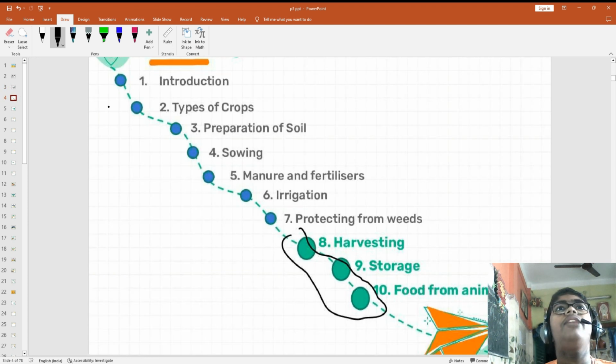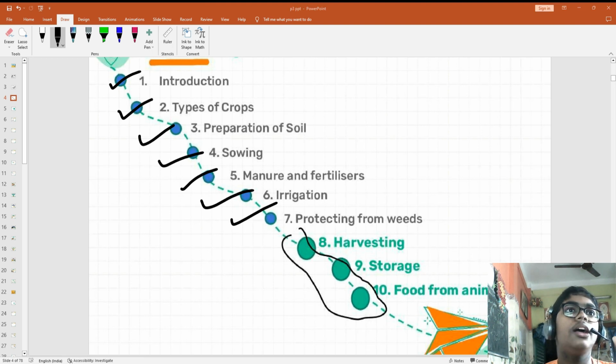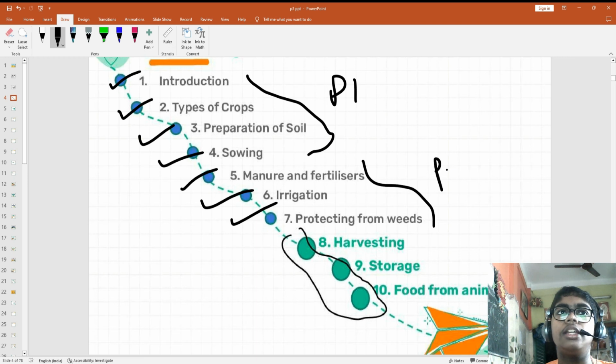Now we have done these parts: introduction, types of crops, preparation of soil, sowing, manure and fertilizer, irrigation, protection from weeds in the previous classes, isn't it? This too we have done in the first class. This we have done in the second class.